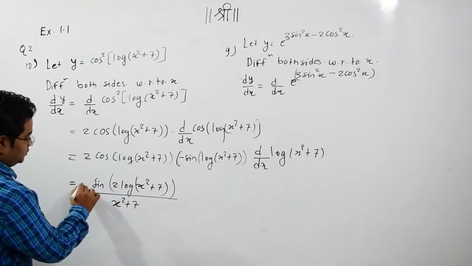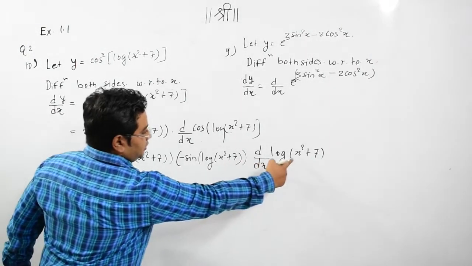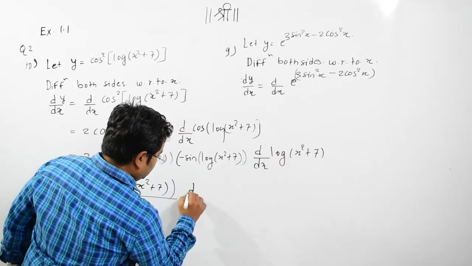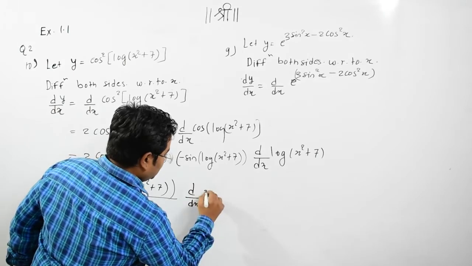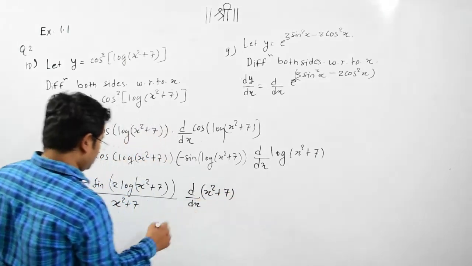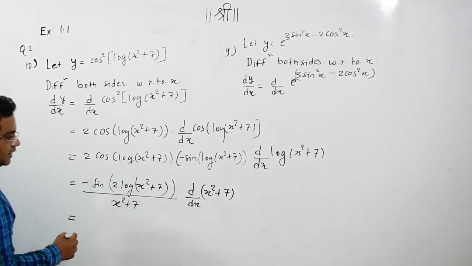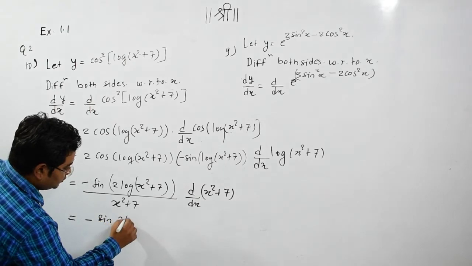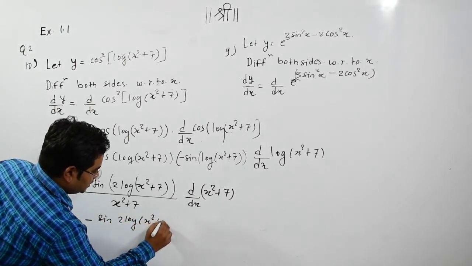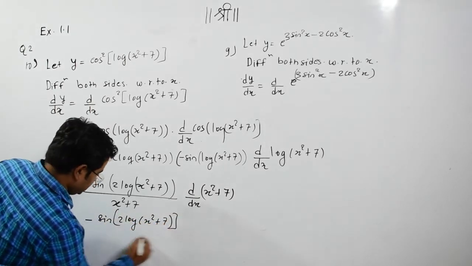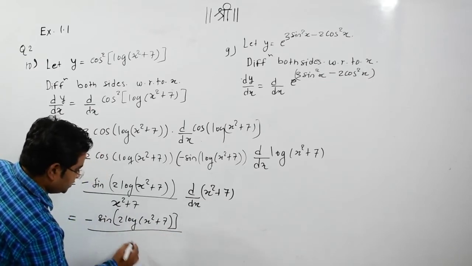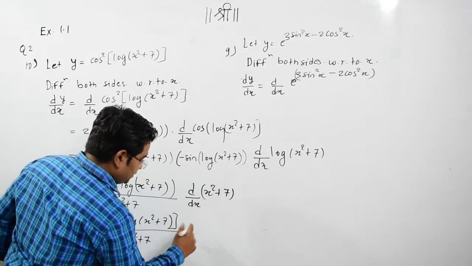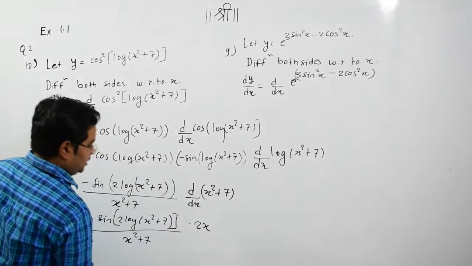Minus into what is the derivative of this? What remains? X square plus 7. So d upon dx of x square plus 7, which finally we can write as minus sine of 2 log of x square plus 7, divided by x square plus 7. What is the derivative of x square plus 7? It is nothing but 2x. That's it.